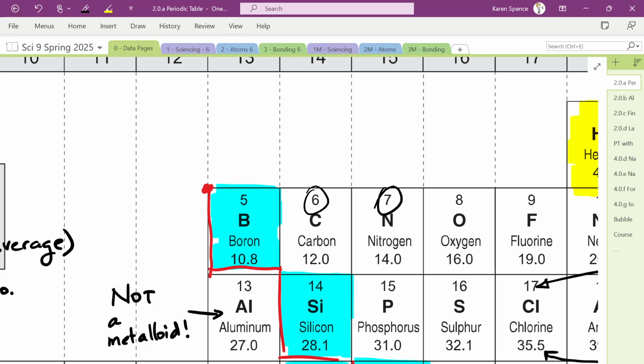Can you guess which boron is more common in nature? Is it boron 10 or is it boron 11? 11. Why is it 11? Yeah, the average is closer to 11. So if you have more atoms weighing 11, the average will be closer to 11. All right.